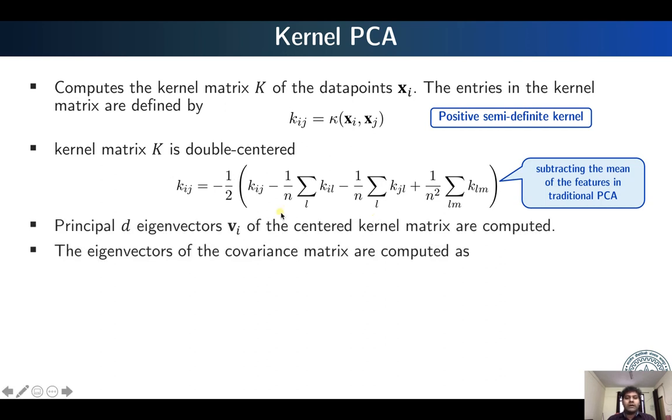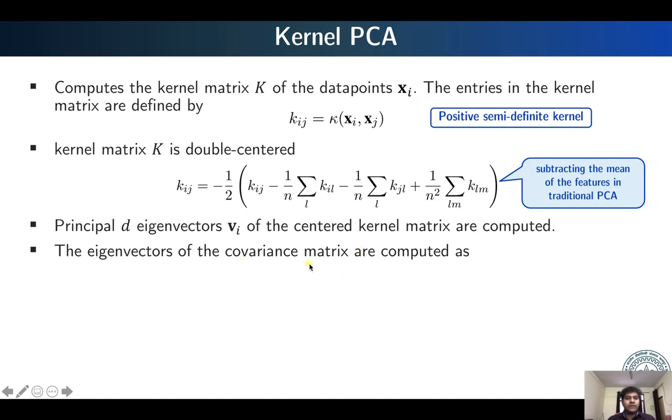After that, on the centered kernel matrix, first of all, we compute the principal D eigenvectors, which are again denoted as Vi. Remember, in the case of PCA, the linear mapping was obtained by solving an eigenproblem where we obtain the principal eigenvectors of the covariance matrix. Now in this case, we are first computing the eigenvectors of the centered kernel matrix. How do we obtain the eigenvectors of the covariance matrix then?